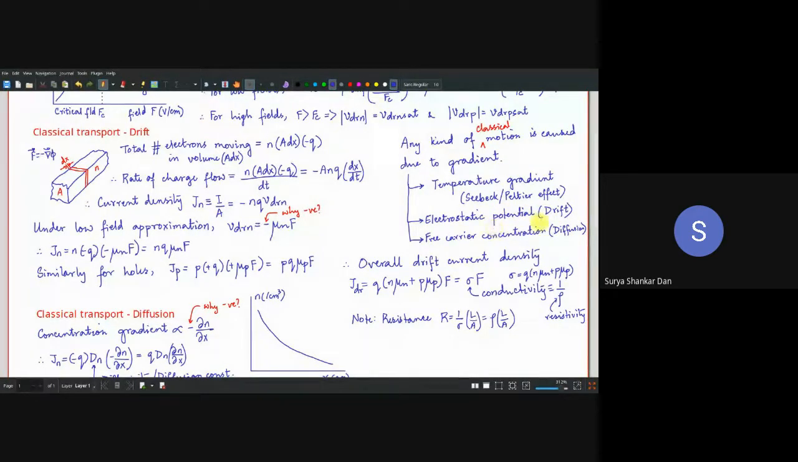What will be the second? Free carrier concentration. So if there is a concentration gradient, then you get diffusion. Okay? That means wherever you find any motion, any kind of transport, you are always going to have some gradient.